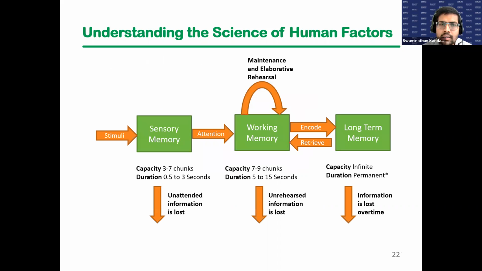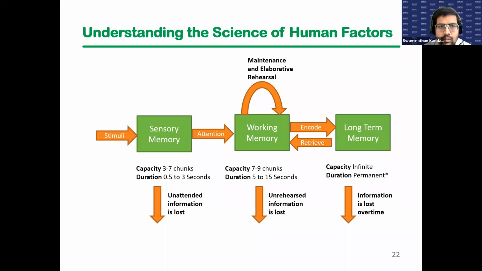This is a little bit of theory on how we process information. Generally, we have a stimulus, and then our sensory memory gets that information, and we get only 3 to 7 chunks of information at a time when we see something. Then we need to attend to it in order to know more about it. That goes into our working memory, and we can process about 7 to 9 chunks of information at a time. And why is this important for us to know?